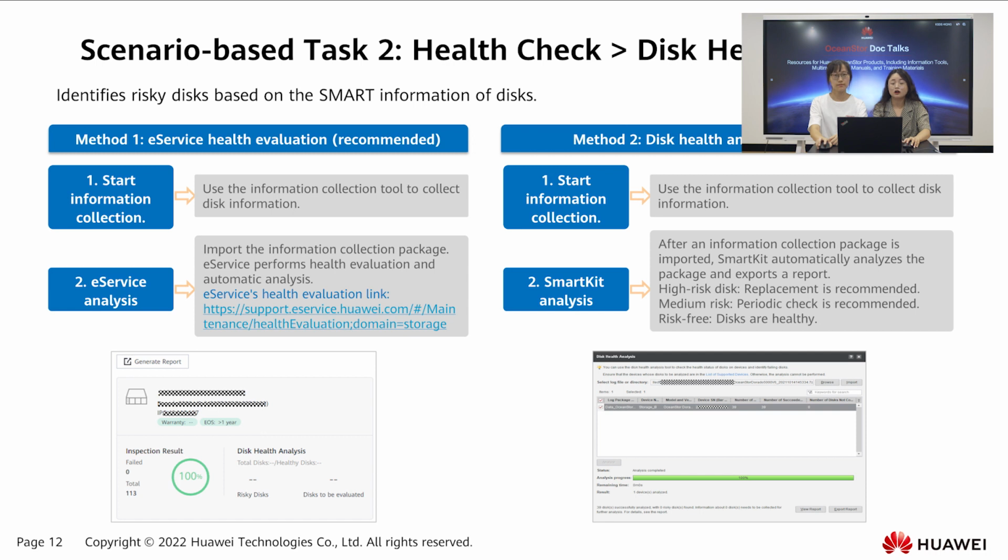The first is the online mode. Here, information collected by SmartKit is uploaded to eService, which automatically checks the information and provides suggestions and the latest check rules. The other is the SmartKit check mode. The information package needs to be imported, and 3 risk levels are provided.